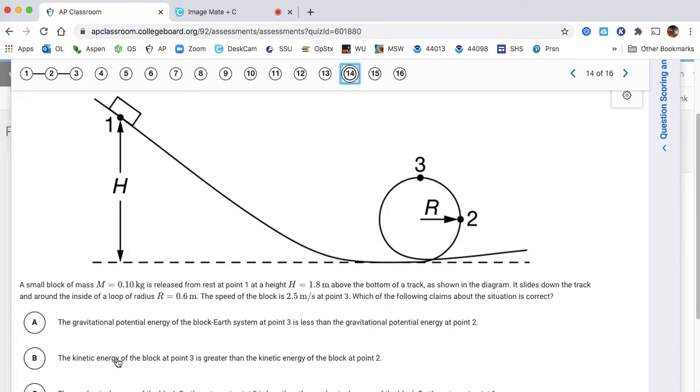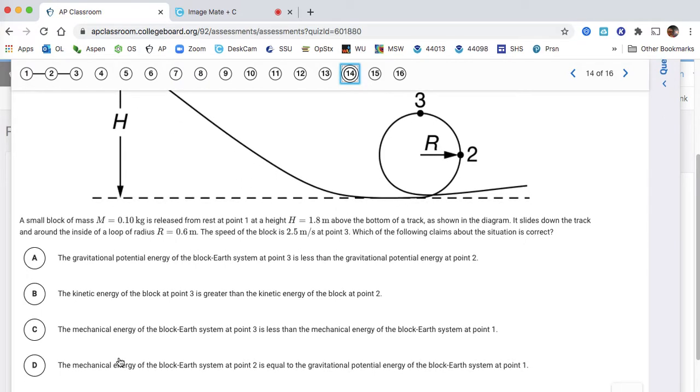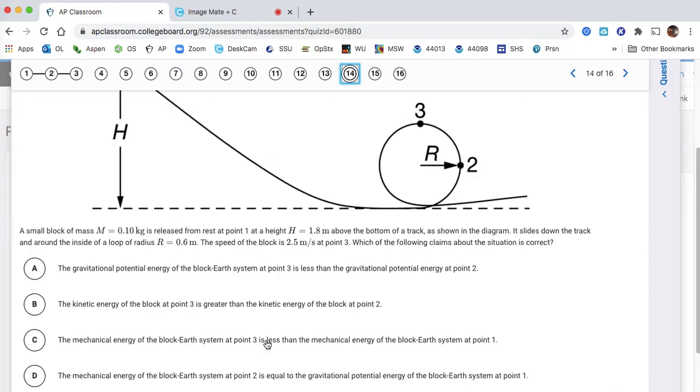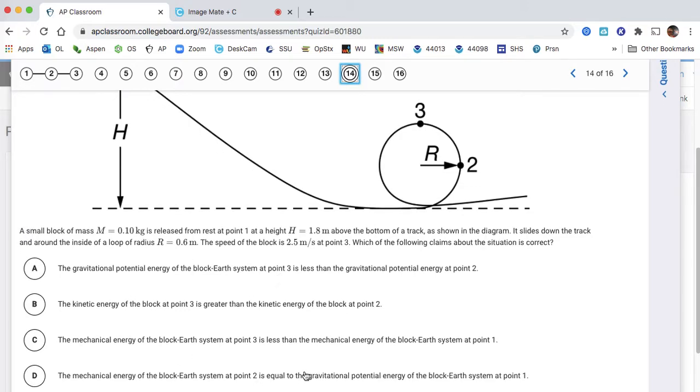Again, we're at a flip of a coin. C and D. These are going to be more complicated. Let's see. The mechanical energy of the system at 3 is less than the mechanical energy of the block at 1. Well, it should be the same if there's no friction. Does it say that? No, it doesn't say that. We don't know. Is equal to. Oh, I see. Yeah. So mechanical energy at point 2 is equal to the gravitational PE at point 1.